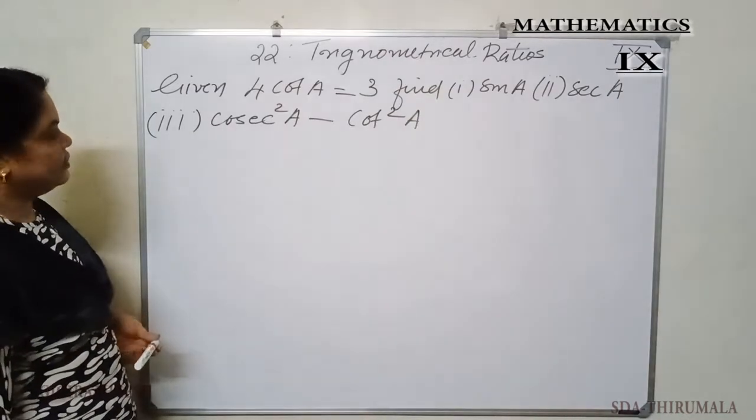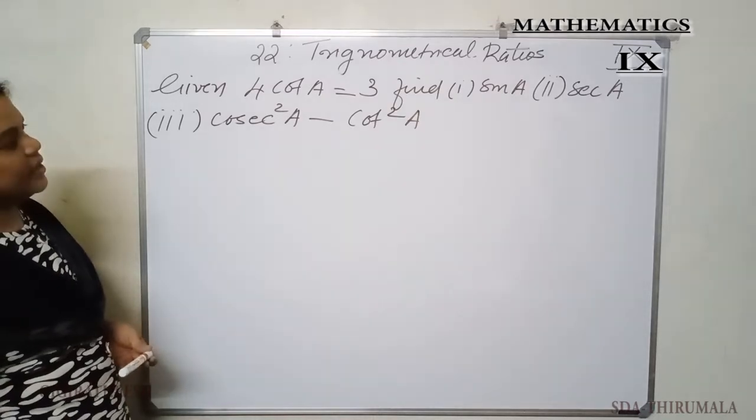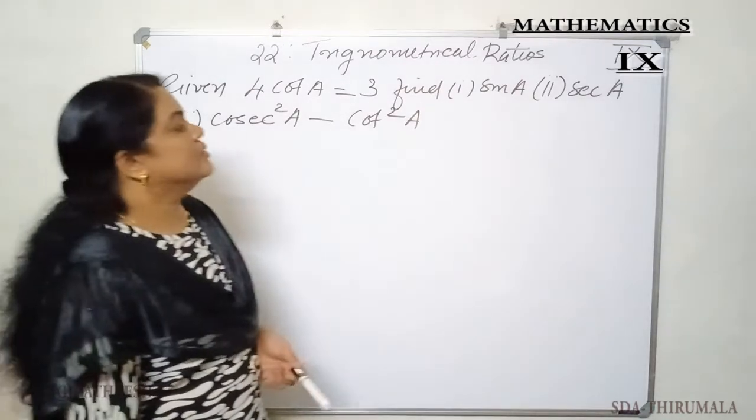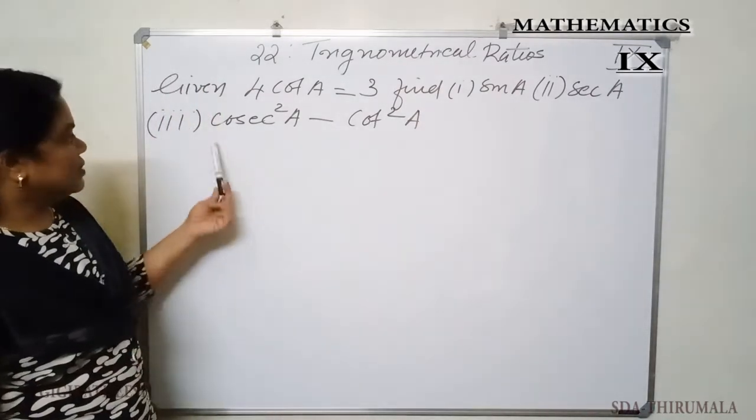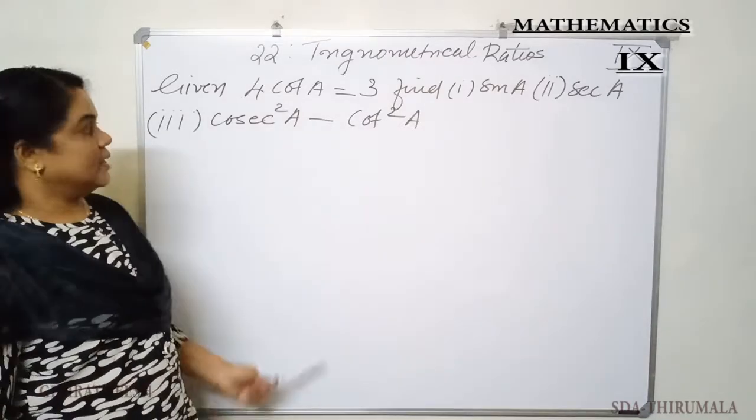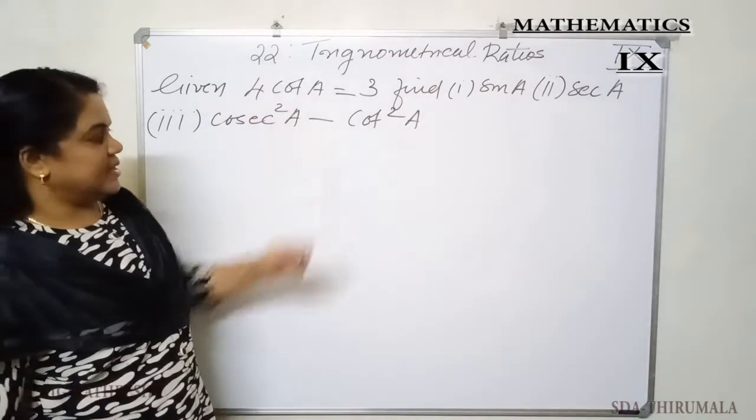Next question: given 4 cot A is equal to 3, find 1, sin A, 2, sec A, and third one, cosec square A minus cot square A. And what is it? 4 cot A is equal to 3.